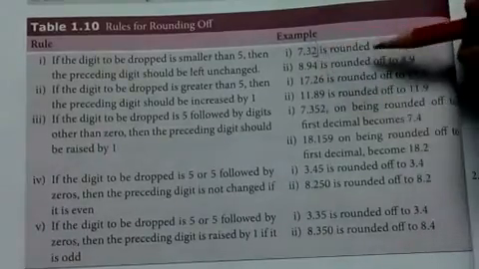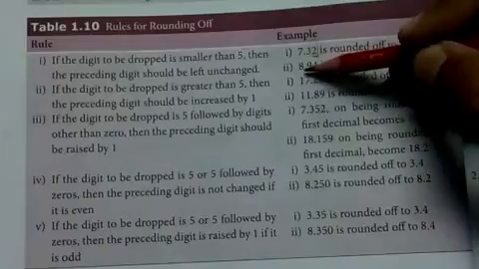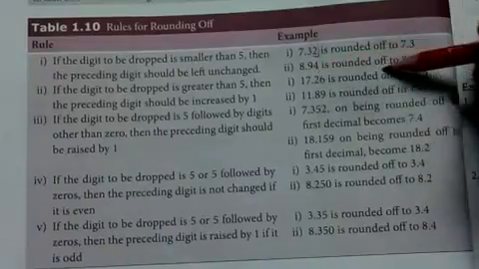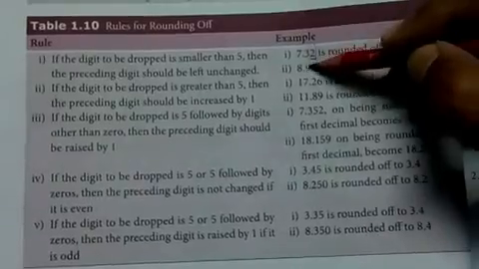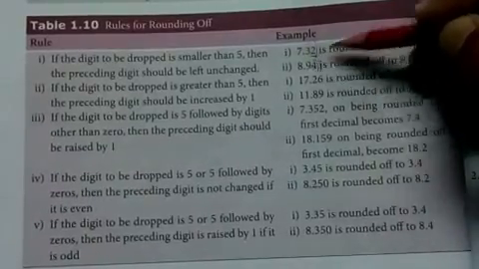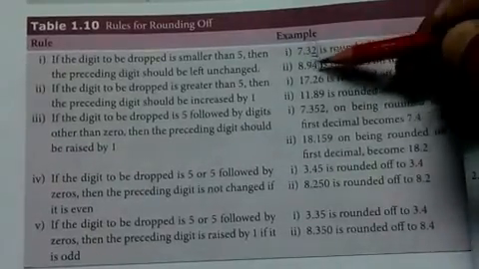We get 7.3. Then the second example, 8.94 is rounded off to 8.9. How? Because 4 is less than 5. So you just drop this 4 here and leave it out. It's less than 5, so leave that.